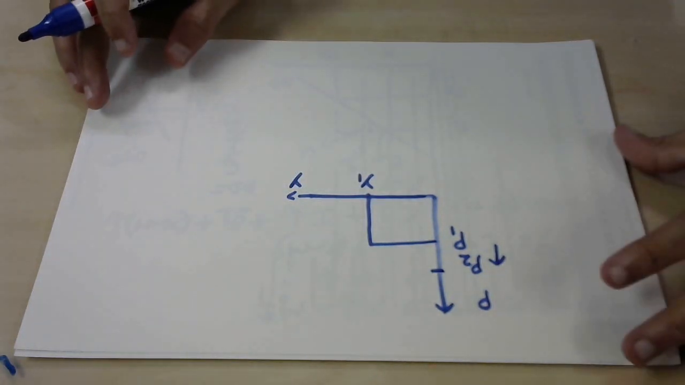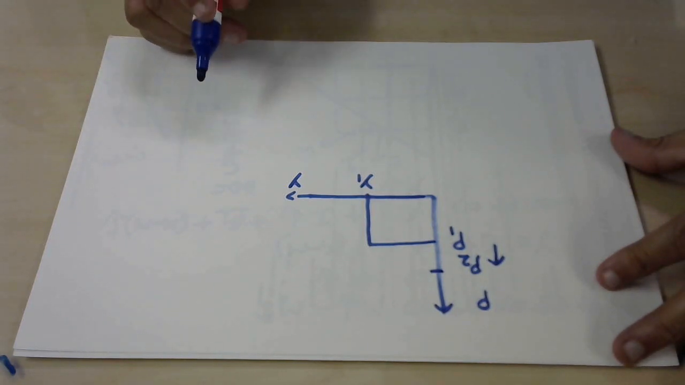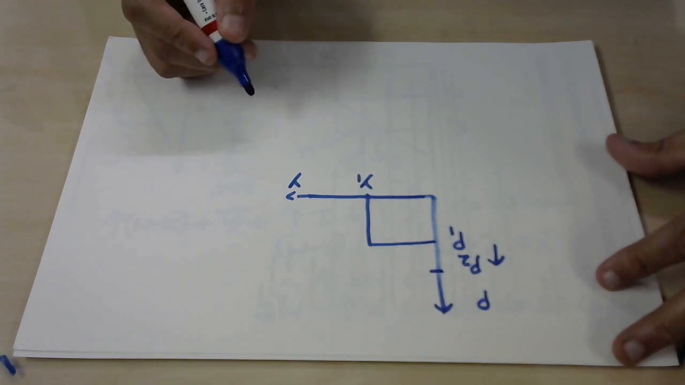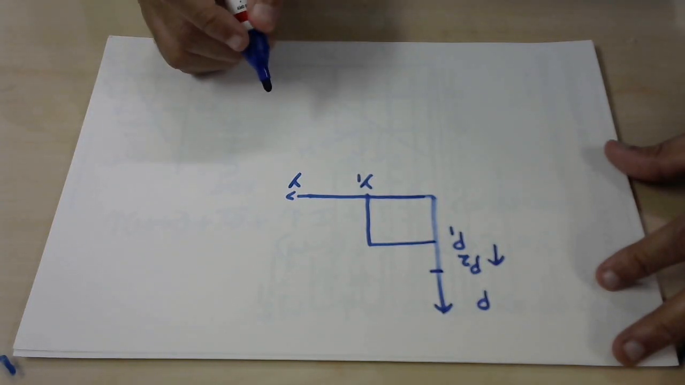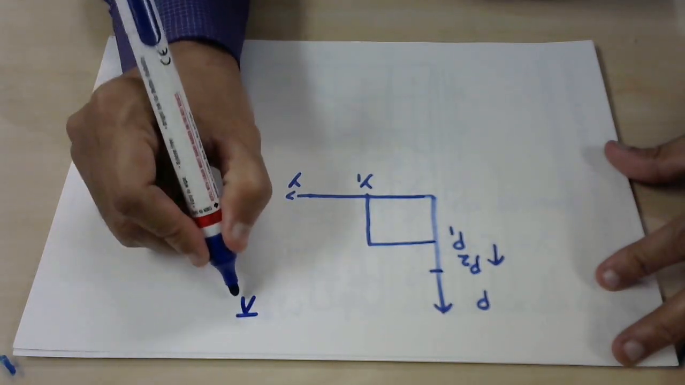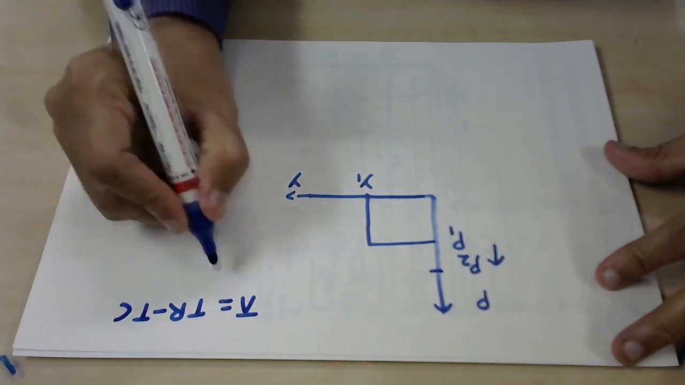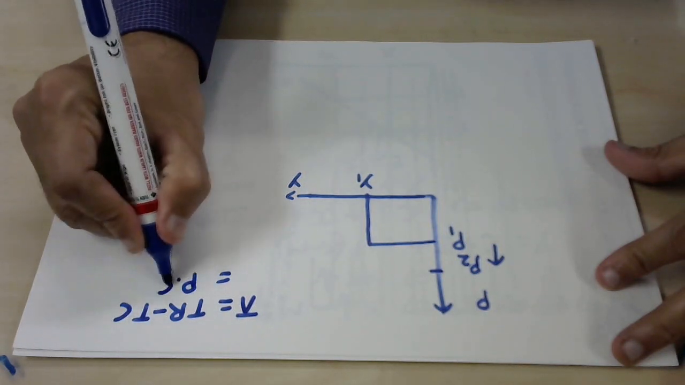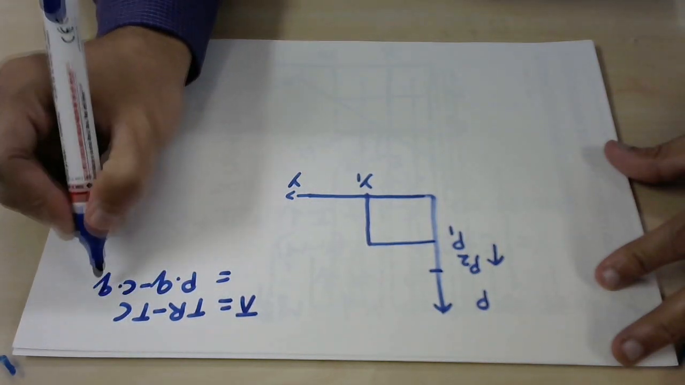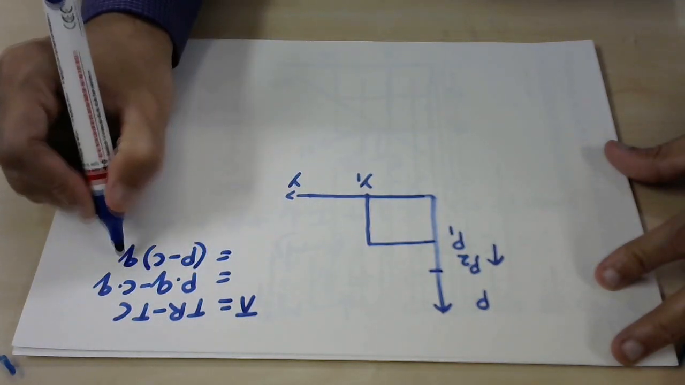Now to understand what would happen to output, we need to remember that production is undertaken by firms and they are guided by the motive of profit, which is broadly represented by total revenue minus total cost, which is price into quantity minus cost into quantity, which is P minus C into quantity.